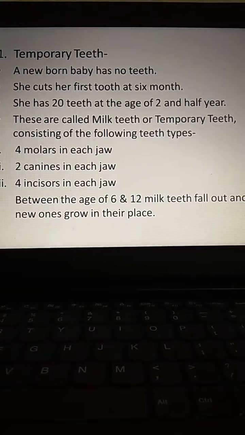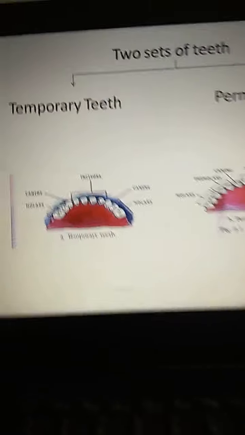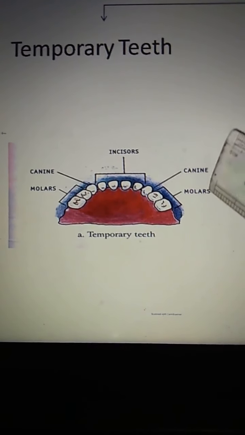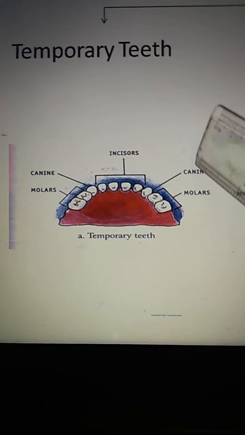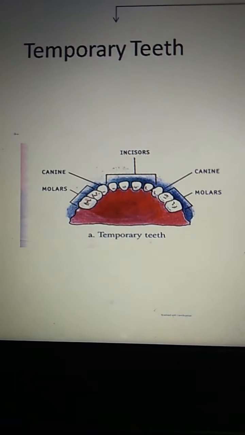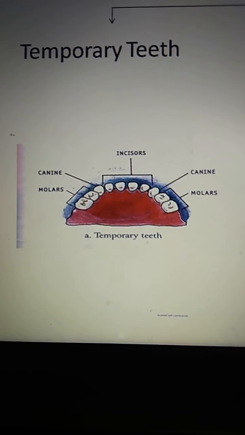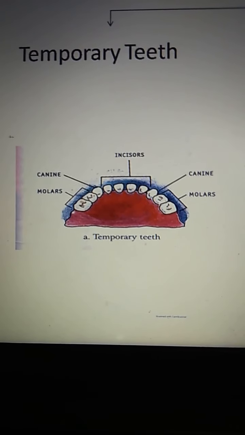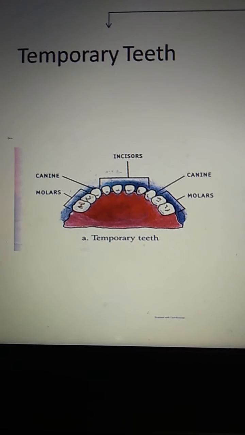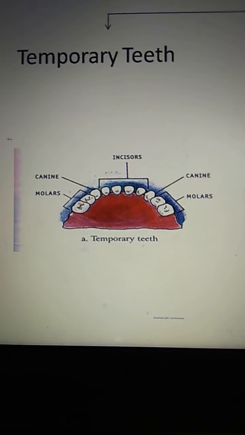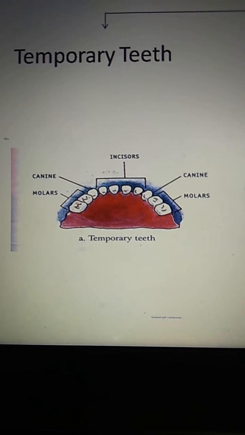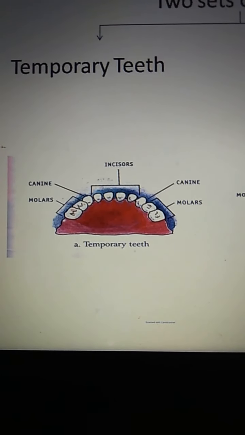But before that, go through the figure of these temporary teeth, because for the first time you are seeing molars, canines and incisors. 1, 2, 3, 4. 4 molars in each jaw, means 4 molars in the upper jaw, 4 molars in the lower jaw. 2 canines in each jaw, so total 4 canines. 4 incisors in each jaw, so total 8 incisors.